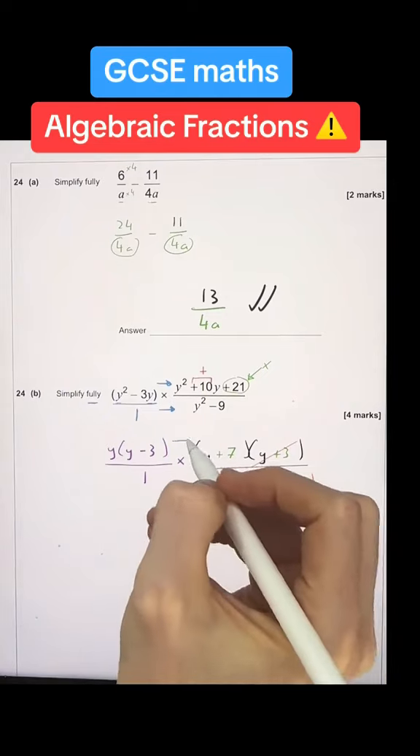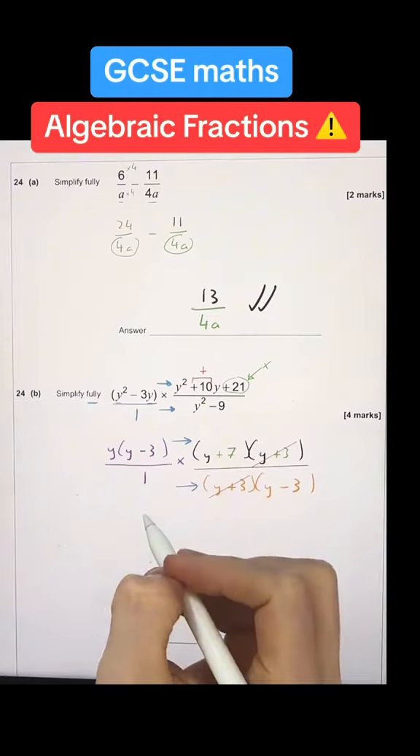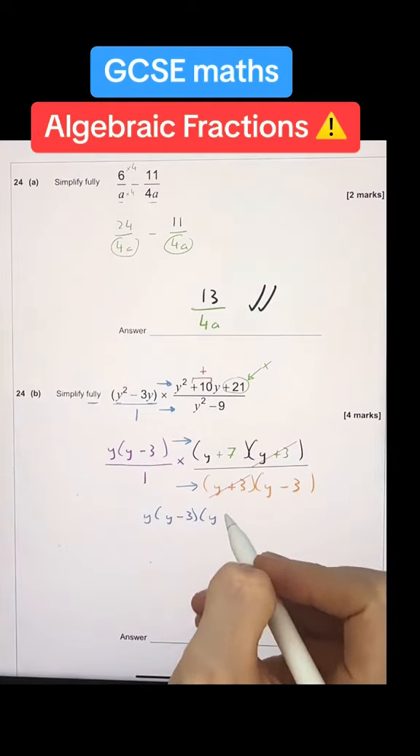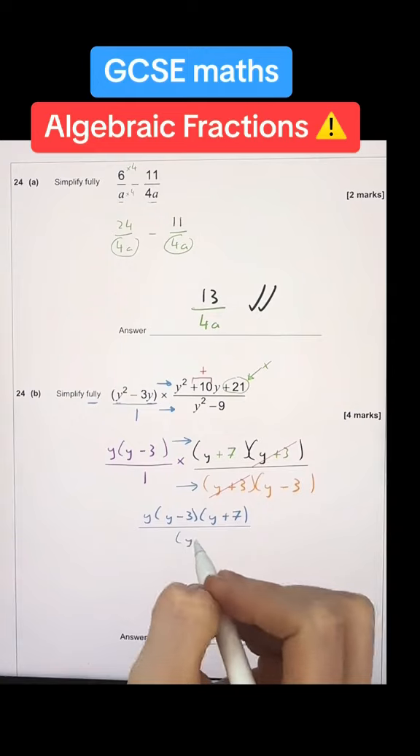As we're multiplying fractions, we just times the tops and times the bottom separately. Hence, on the top, I'm going to have y multiplied by in single brackets y minus 3, multiplied by in single brackets y plus 7. And on the bottom of my fraction, here I've got 1 multiplied by in single brackets y minus 3.